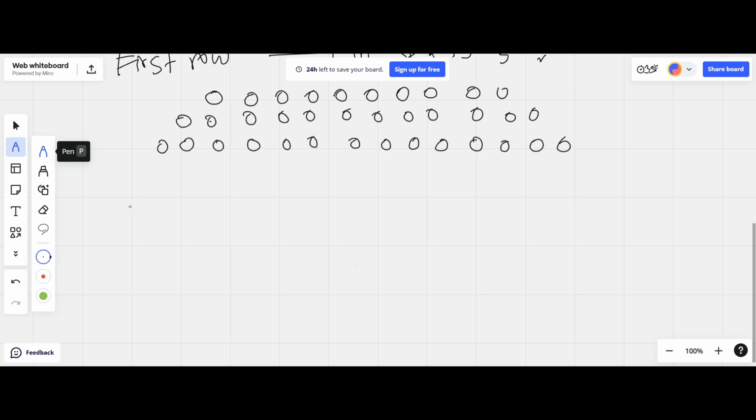Sequence means what? List of numbers. So in the first row there were 10 seats, in the second row there were 12, in the third row there were 14. Likewise in each row there were a number of seats. So you can write the number of seats in each row as a list of numbers. This is called a sequence.